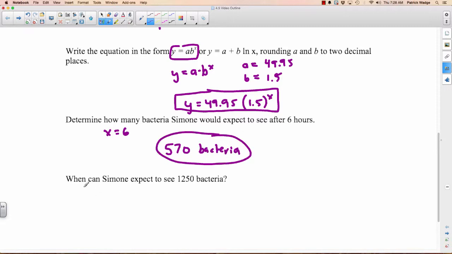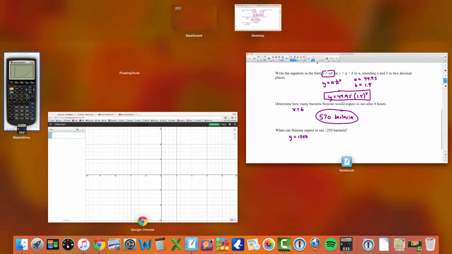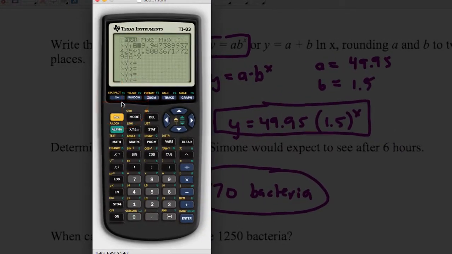The other question, when can Simone expect to see 1,250 bacteria? So our y value is 1,250. And literally what you're going to do here is you're going to enter that equation into the graphing calculator. So you're going to go to y equals, go down to y2, so all the way down to there. You put 1,250. That will draw a line where y equals 1,250. We want to see where they intersect each other.